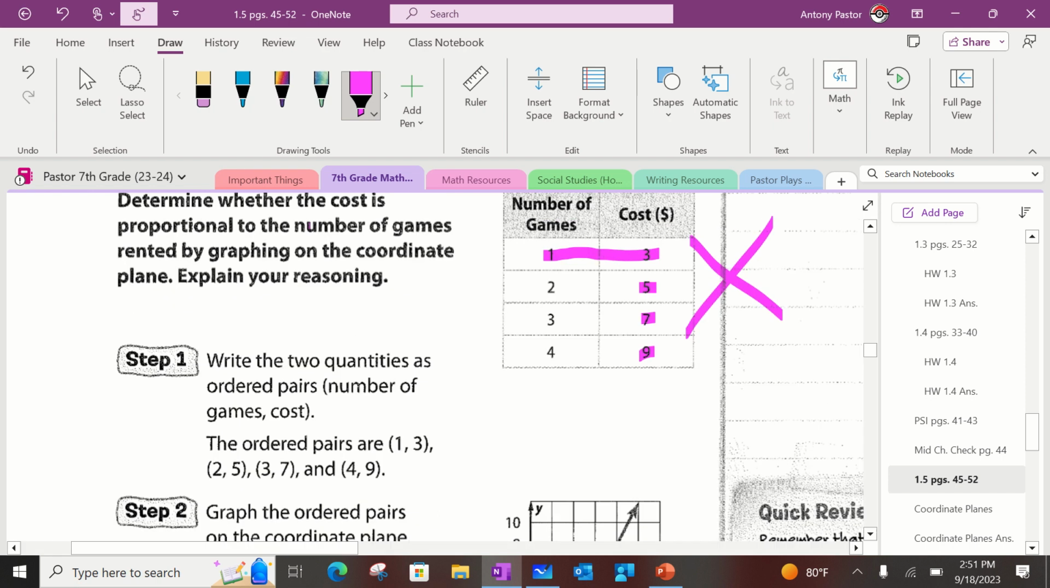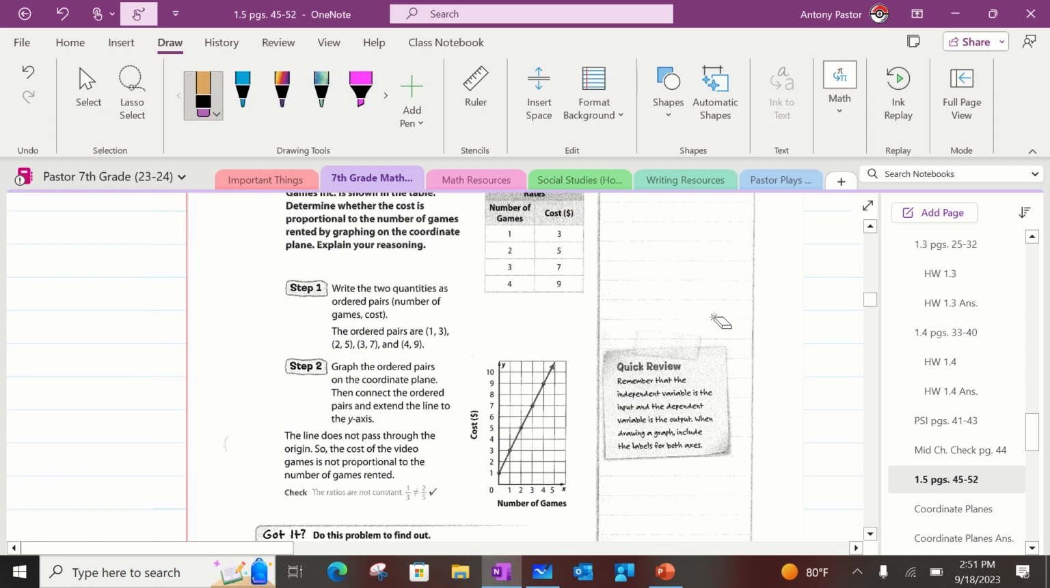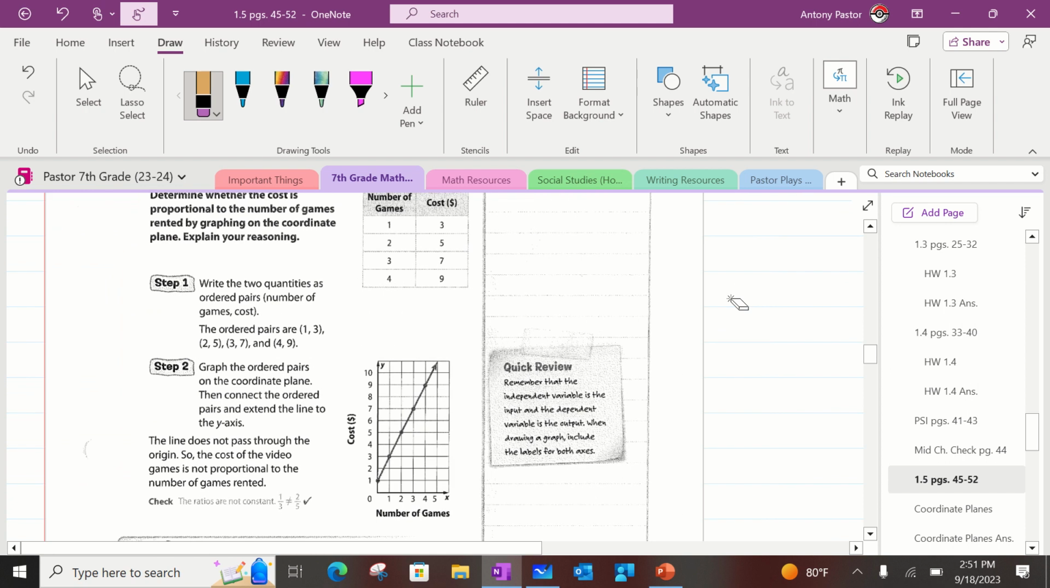The ordered pairs are 1 and 3. So we're going to graph this and we're going to see that it's not going to be a straight line. So I'm going to make this a little bit smaller. We're going to get our dot back. So graph the ordered pairs.